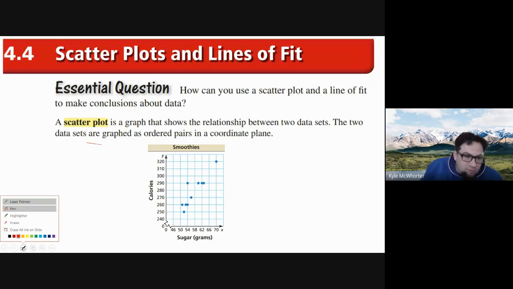Each dot represents one smoothie. So there's this smoothie right here. They measured that it had 70 grams of sugar and had 320 calories. And like this one right here, they said this one had 52 grams of sugar and it had 250 calories. So a scatter plot just shows you the relationship between two different data sets.